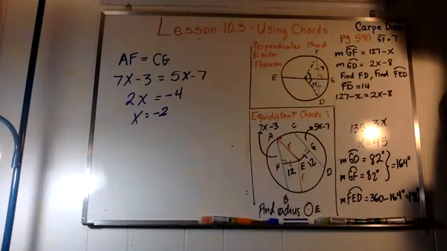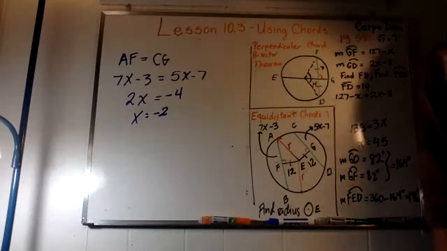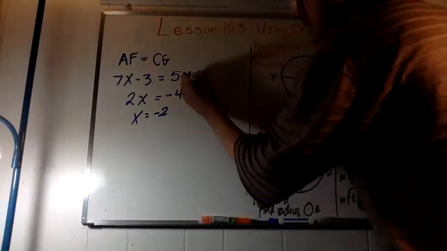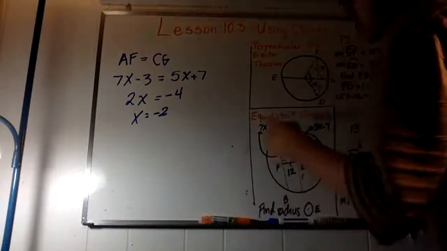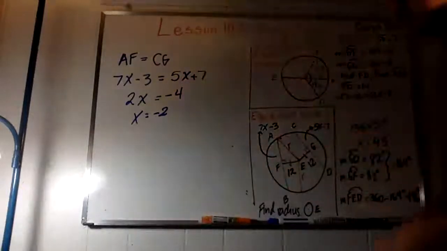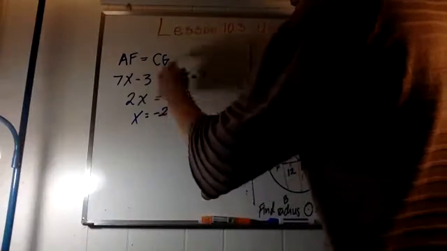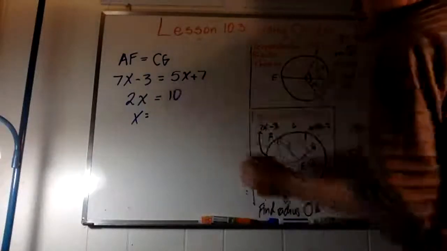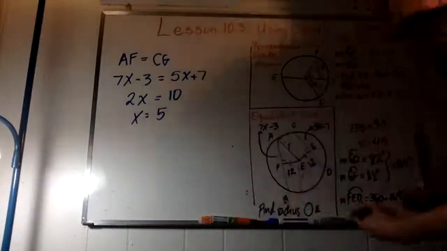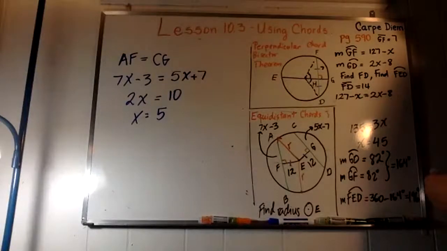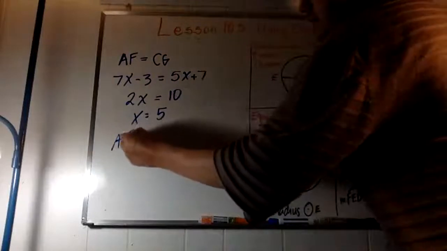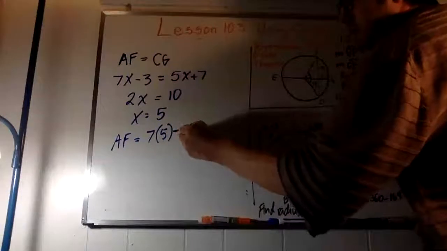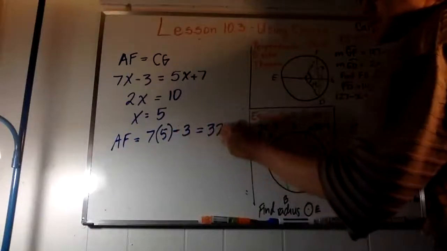Well, wait a minute. Are we sure? Oh, I made a mistake here. It's not -7, it's +7. Yeah, the problem is not about the x, but it's going to be a problem if eventually you get a negative value here. This is +7, so this is going to be 10, and then x is going to be 5, all right? With that, I will know that AF is, for example, 7 times 5 minus 3. That is going to be 32, all right?